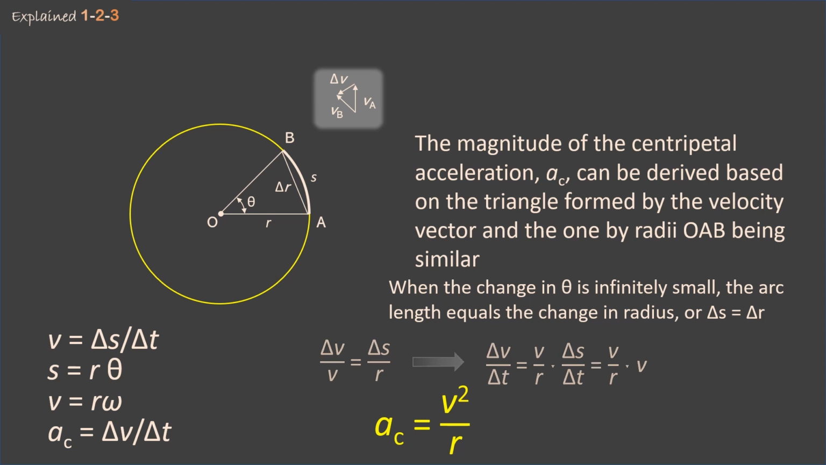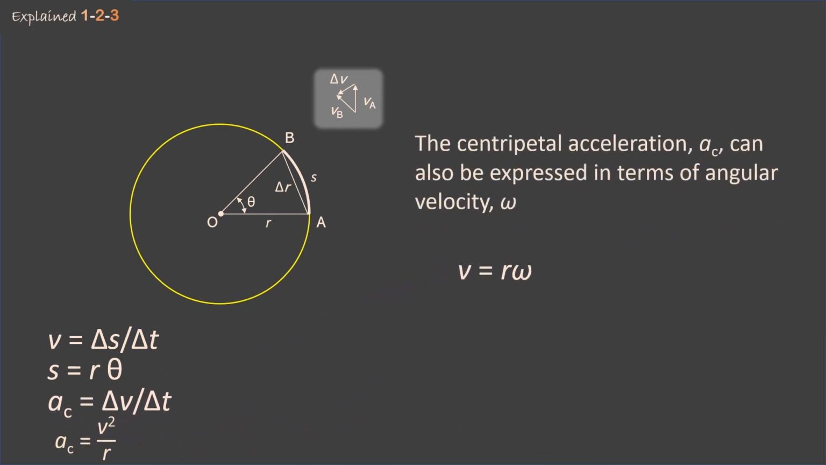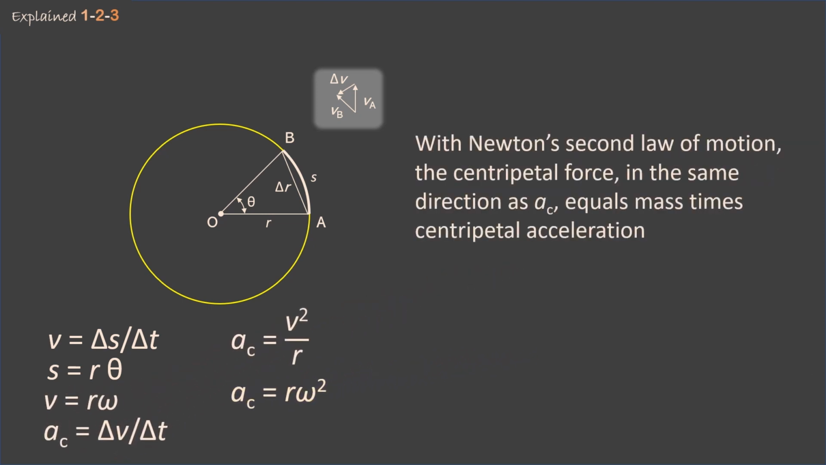It is often useful to have a relationship established between centripetal acceleration and angular velocity. Since we have v equals r times omega, a sub c thus equals r times omega squared. The centripetal force, based on Newton's second law of motion, equals mass times the centripetal acceleration. Therefore, F sub c equals m times v squared over r. And in angular velocity terms, it equals m times r, times omega squared.